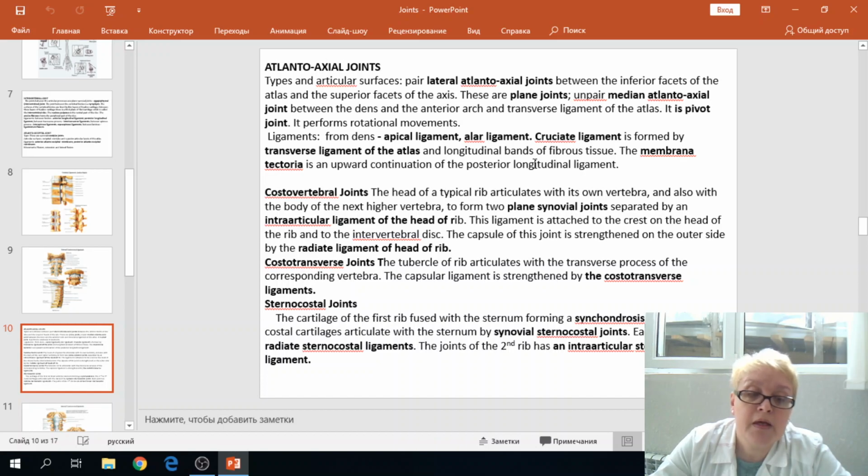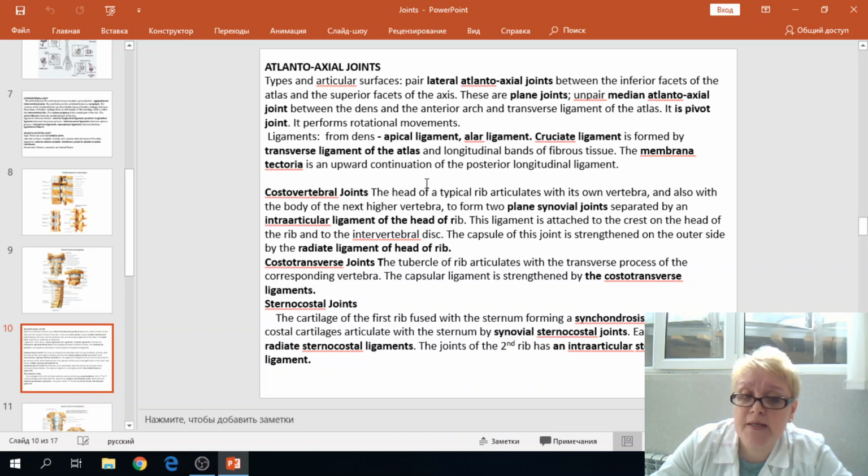Next joint is the joint between the ribs and the vertebral column, the costovertebral joint. In this joint, the head of the typical rib articulates with its own vertebra and also with the body of the next higher vertebra. If you remember, on the body of each vertebra, we have costal facets, the superior costal facet and the inferior costal facet. And this articulation forms the synovial plane joint.